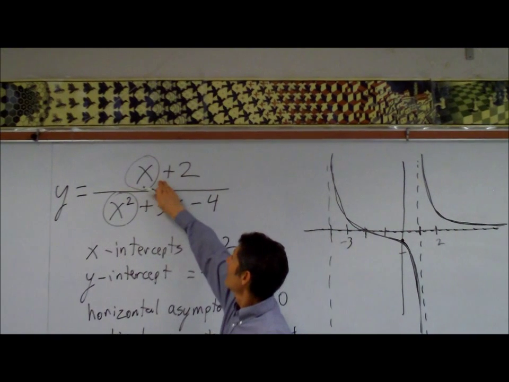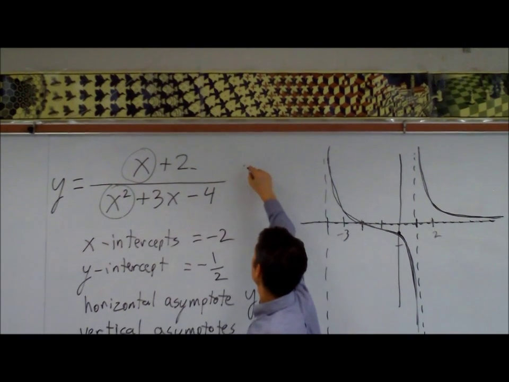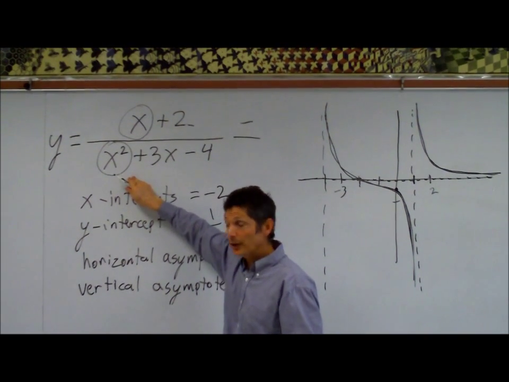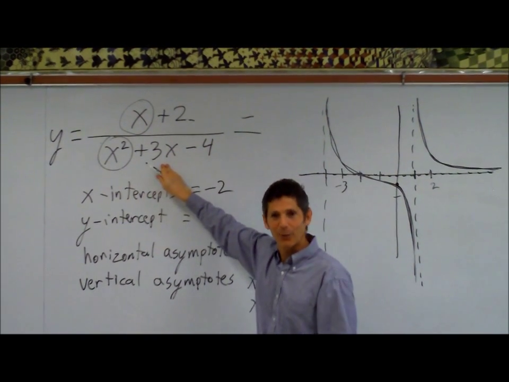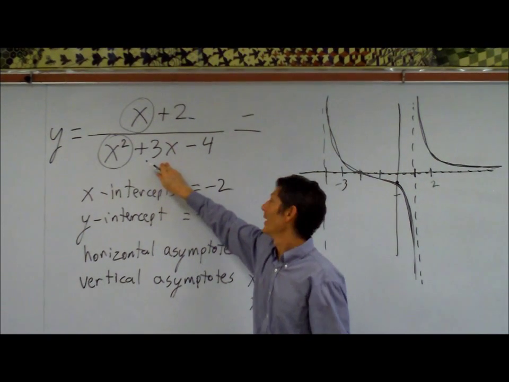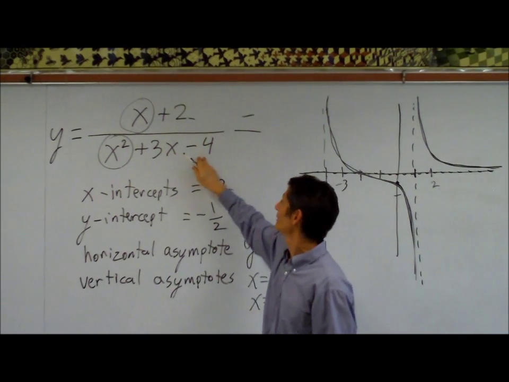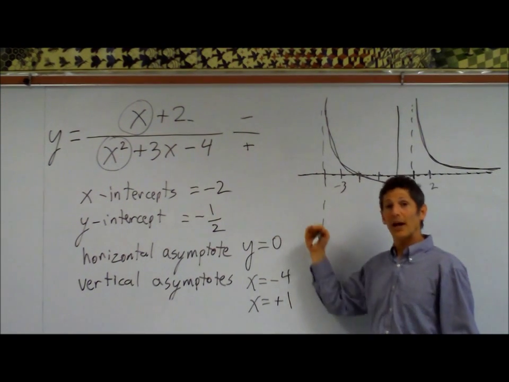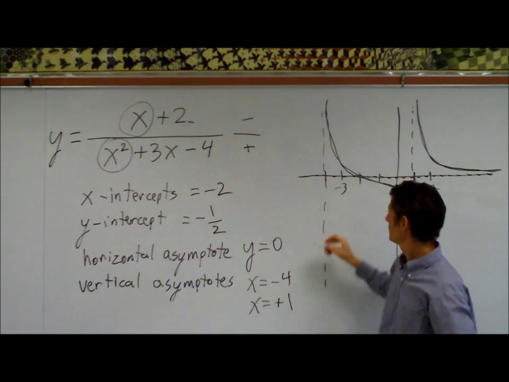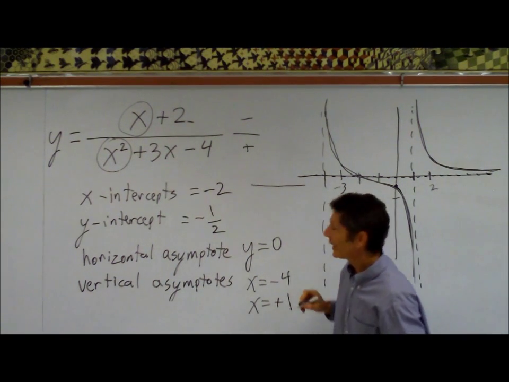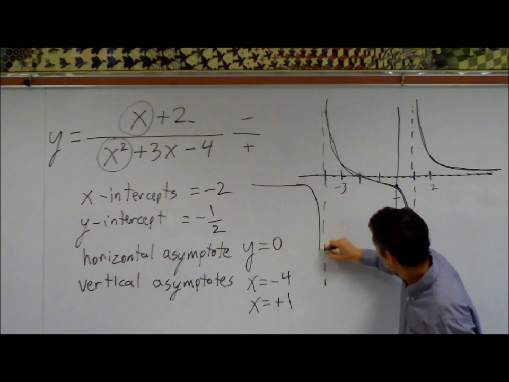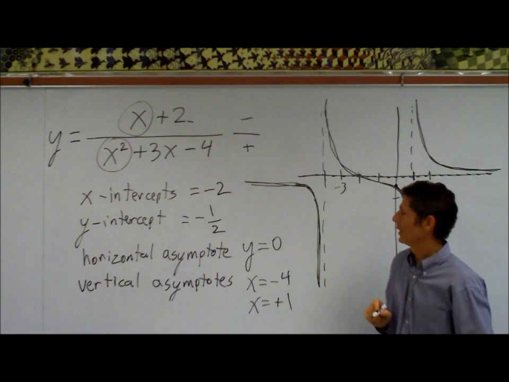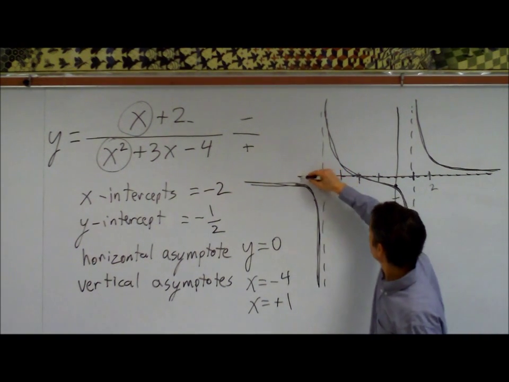Putting in -10, -10 plus 2 is definitely negative. -10 squared is 100. Well, I can already tell what I'm going to get here. 100 minus 30 minus 4 is definitely going to be positive. Negative over positive is negative. So that means I'm down here, below the x-axis. Neat. I must go off to negative infinity in this direction, down to y equals negative infinity, as I approach the horizontal asymptote.